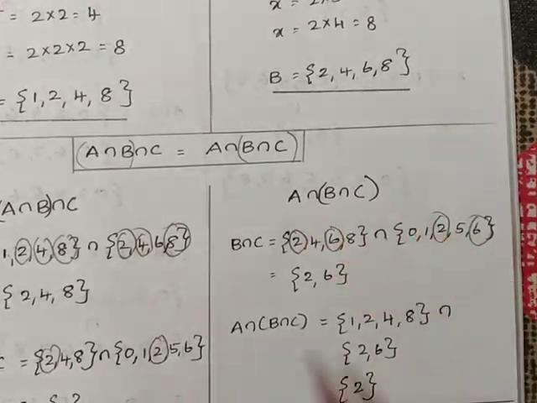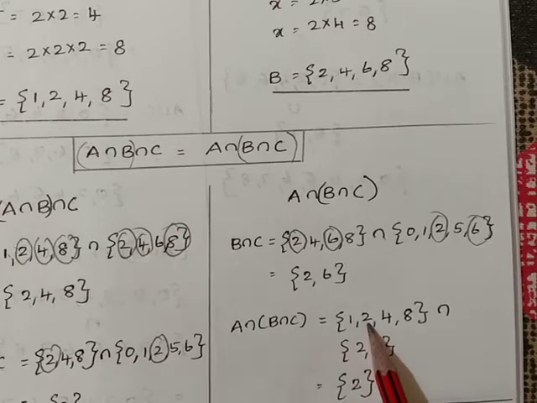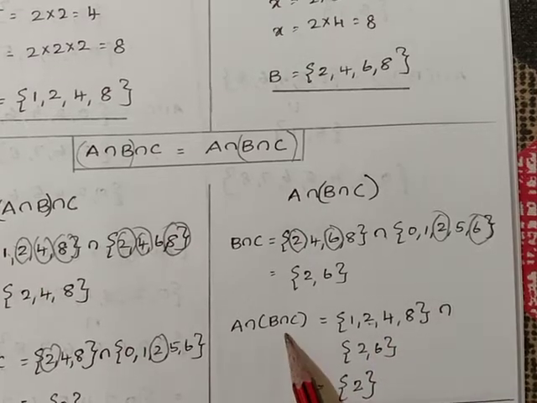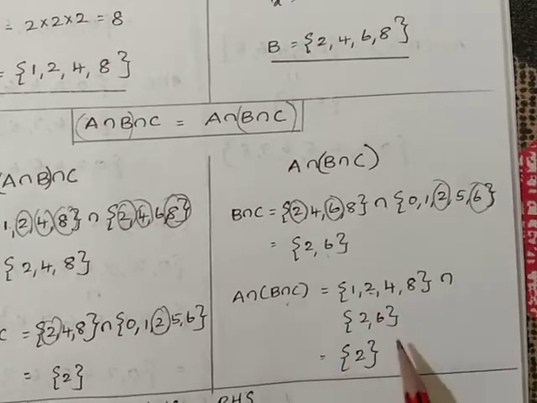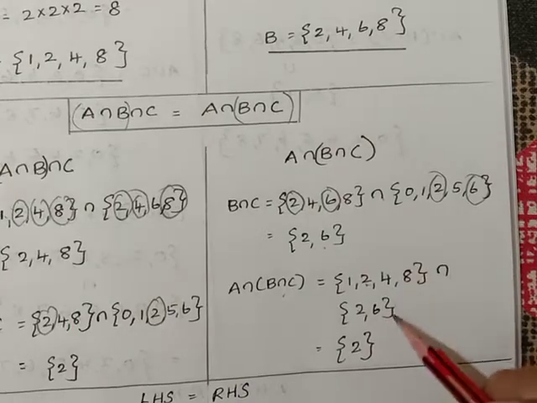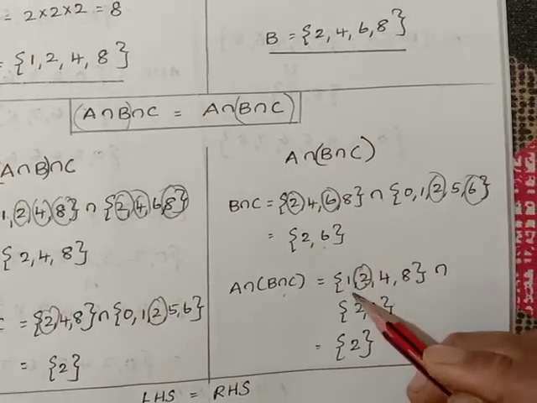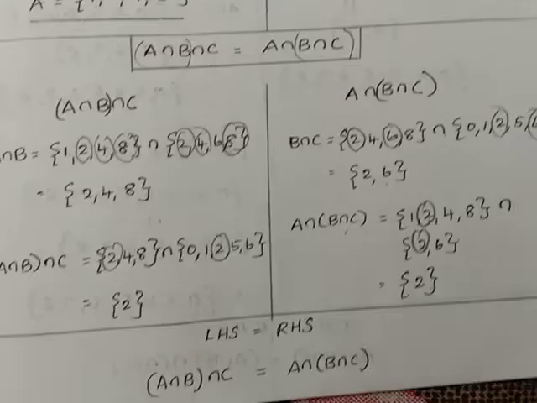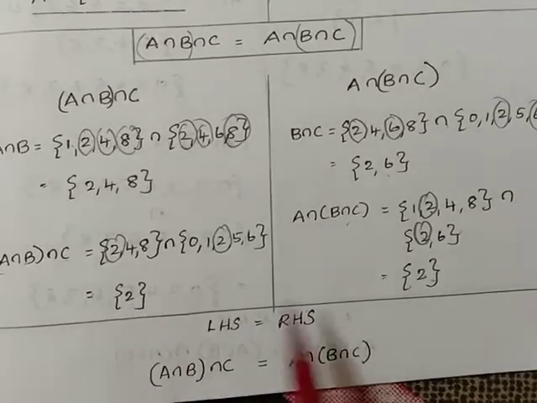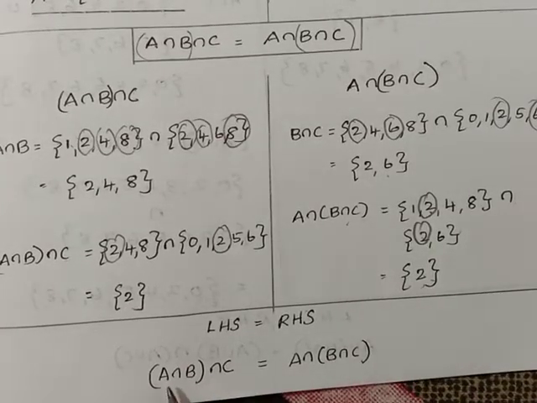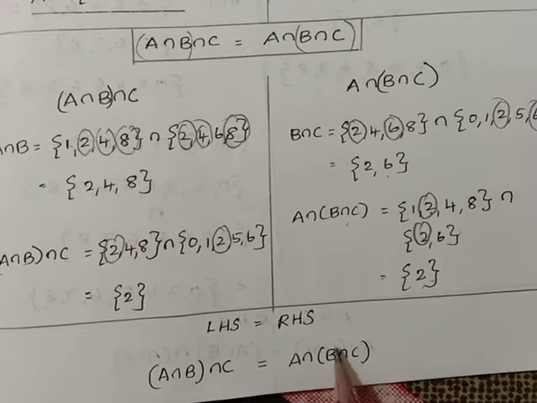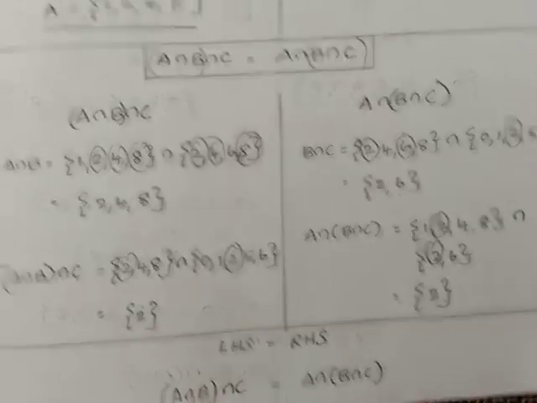Now we'll find the whole value A ∩ (B ∩ C). The value of A is 1, 2, 4, 8. And B ∩ C, just now we have found, is 2, 6. So what is common here? 2 is common. Here the left hand side answer is equal to the right hand side answer. Therefore (A ∩ B) ∩ C = A ∩ (B ∩ C).